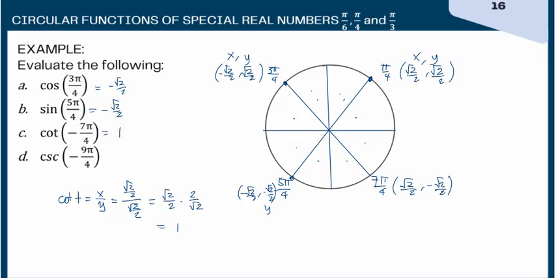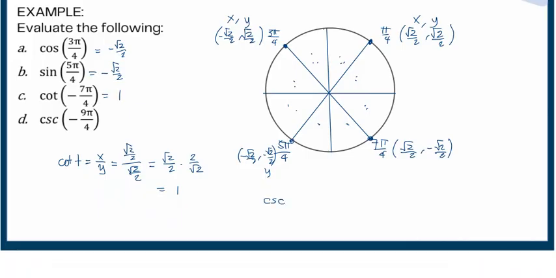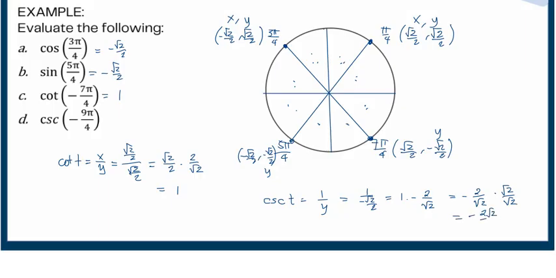And then, if we do negative 9 pi over 4, we start here, clockwise, 1, 2, 3, 4, 5, 6, 7, 8, 9. So we stop here, and then our cosecant t is just 1 divided by y, because it is the reciprocal of sine. So 1 divided by y is just 1 divided by negative square root of 2 over 2, which is 1 divided by negative 2 over square root of 2, which would give you negative 2 over square root of 2 times square root of 2 over square root of 2, which is going to be negative 2 square root of 2 divided by 2, which is negative square root of 2. So basically, the value is negative square root of 2.